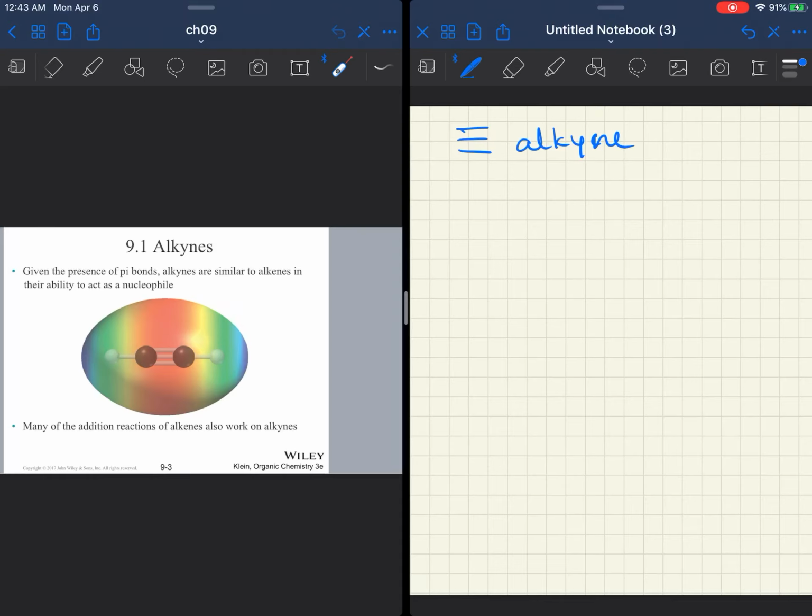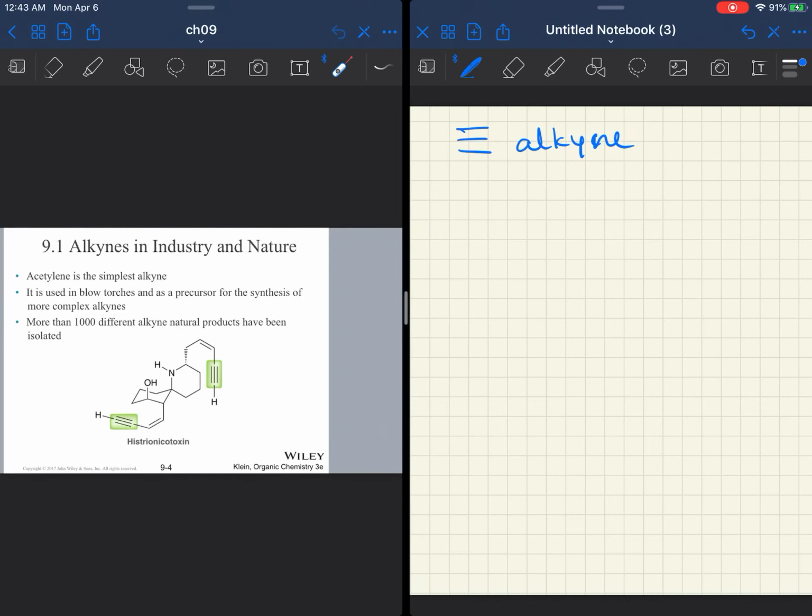Many addition reactions of alkenes also work on alkynes. There will be another spider diagram up for you on eCampus. Same kind of practice as you see with your alkene spider diagram. In nature, just like with any of the functional groups we're learning about this year, they're in general sophomore organic because they're found in lots of places. They're important functional groups.